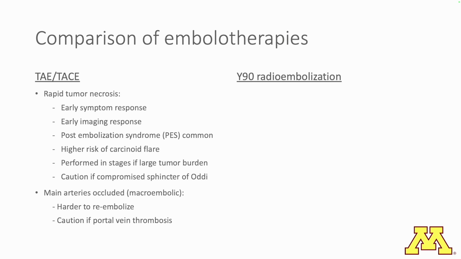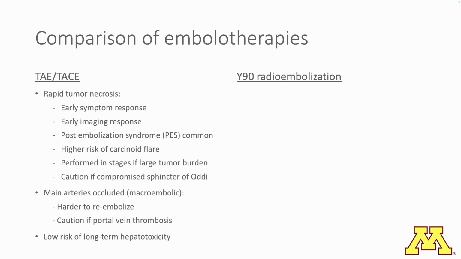And if there is portal vein thrombosis due to one reason or the other, which some patients may have, the Y90 treatment is known to be safer than TAE and TACE, because we want to preserve the blood supply to the normal liver, and the majority of the blood supply to the normal liver is already gone due to the portal vein thrombosis. Then we do want to preserve that.